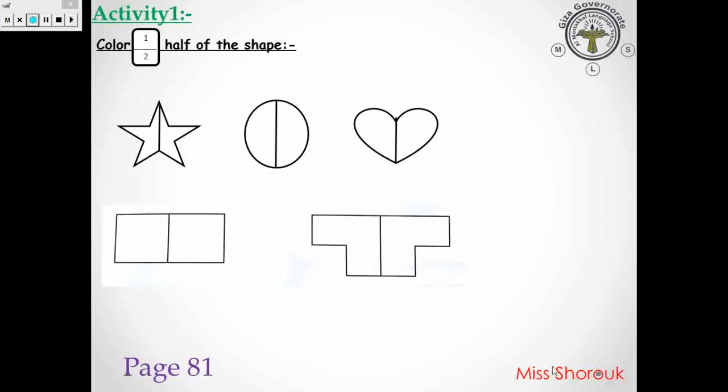Now open your booklet page 81, activity 1. Color half of the shape. Look at this shape. This shape is divided into 2 equal parts. We need to color half of the shape. 1 over 2. So we color 1 part.